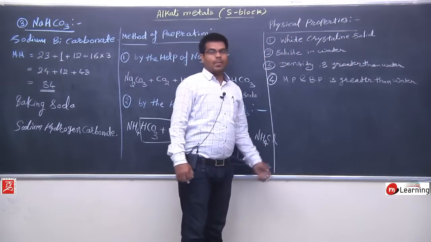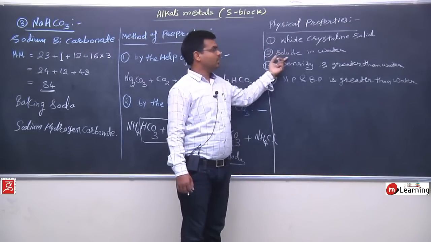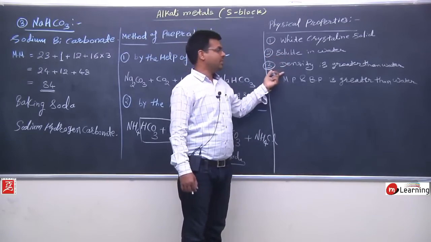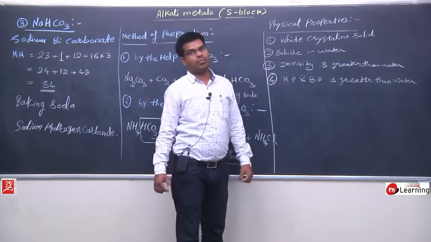So, a few physical properties of sodium bicarbonate. Number 1, white crystalline solid. Number 2, soluble in water. Number 3, density is greater than water. Number 4, melting point and boiling point are greater than water.